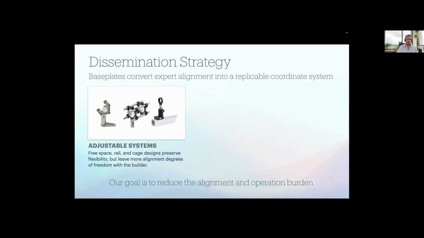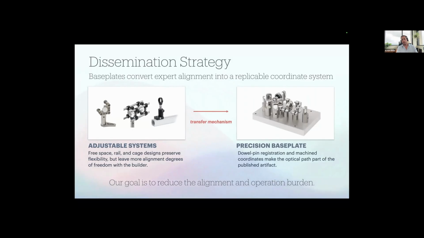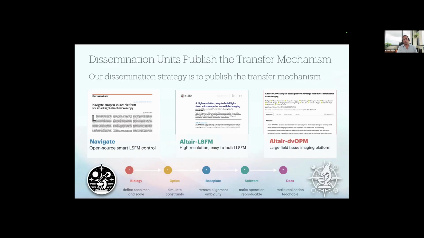And so our goal was to really translate from these classical free space cage or rail systems, and then to establish precision base plates that could be easily built by non-experts. The whole goal is for you to be able to have the confidence. This audience has the confidence to do it. But what would it take to actually get a biologist without any optics experience to build a system? And so our goal is to really reduce this alignment burden and also the operation burden.